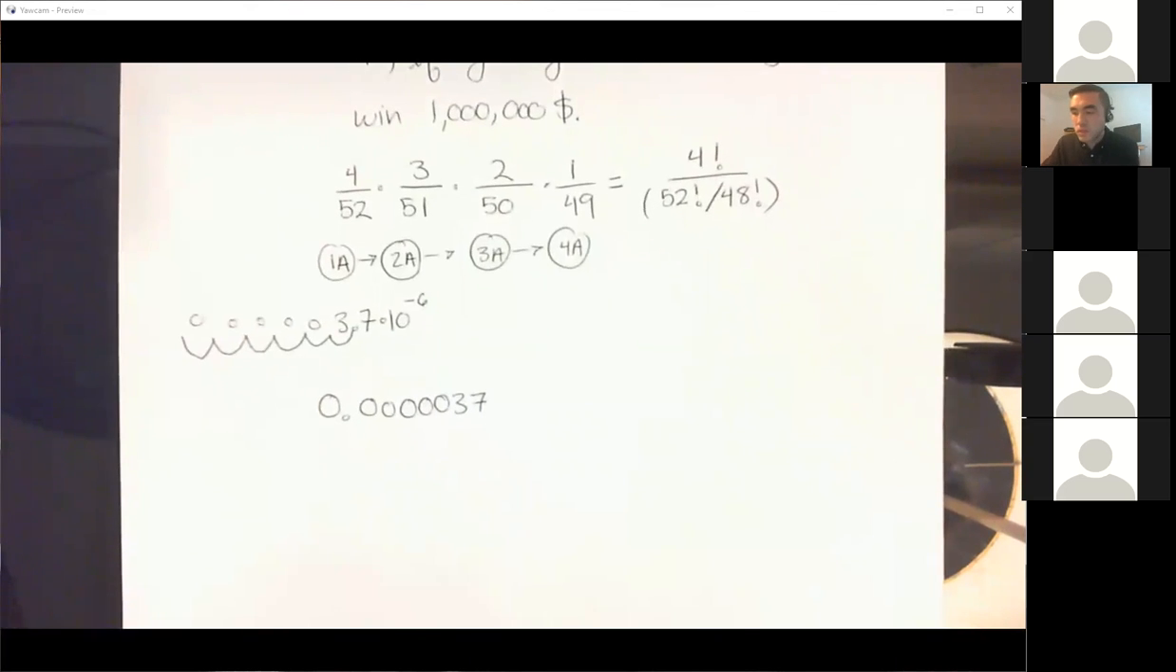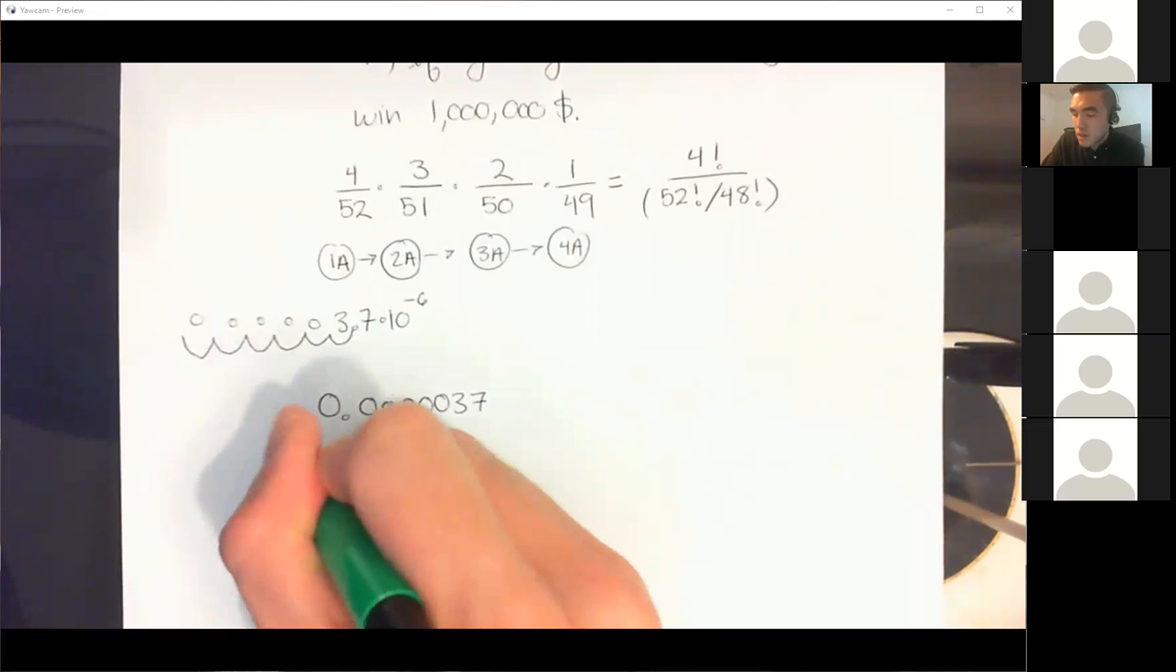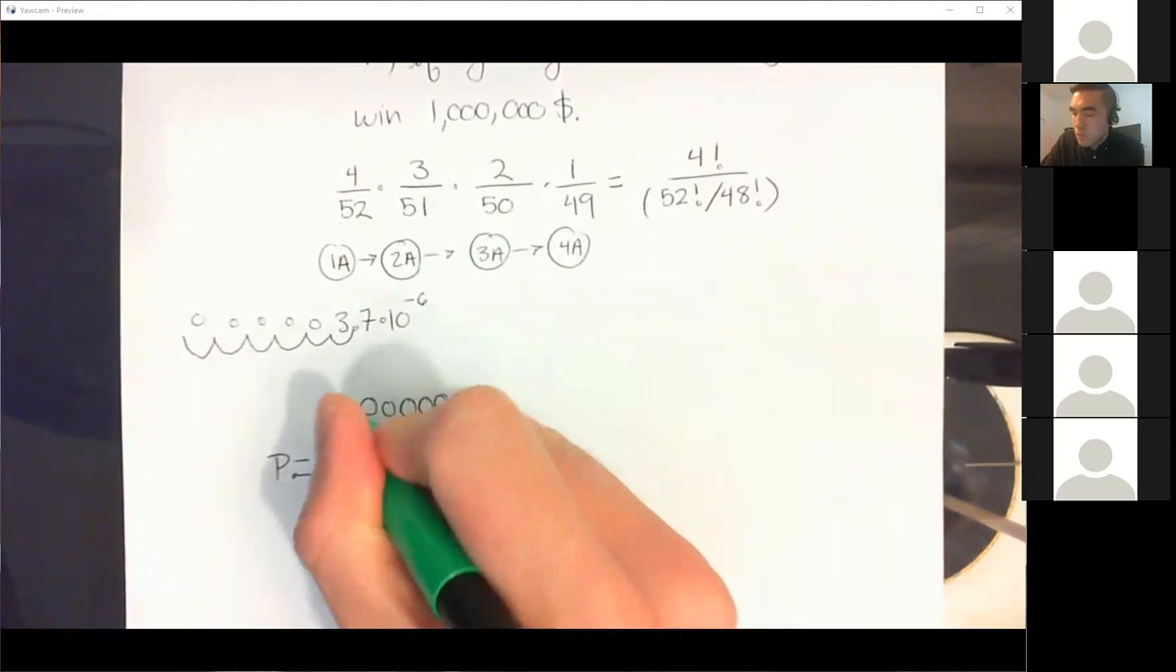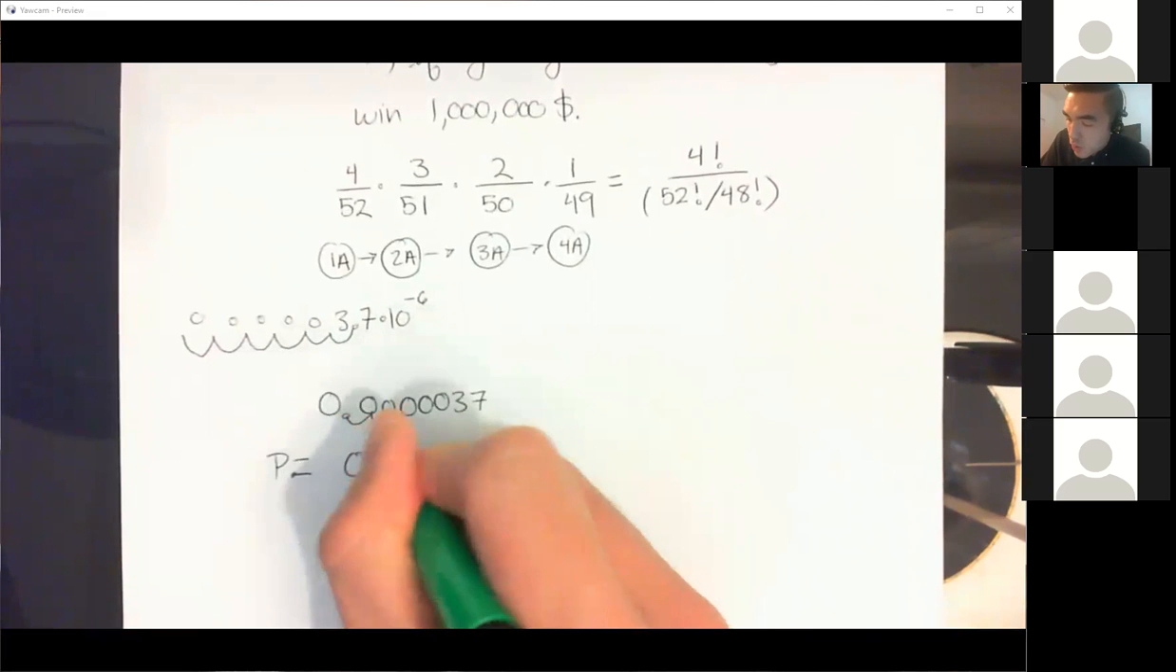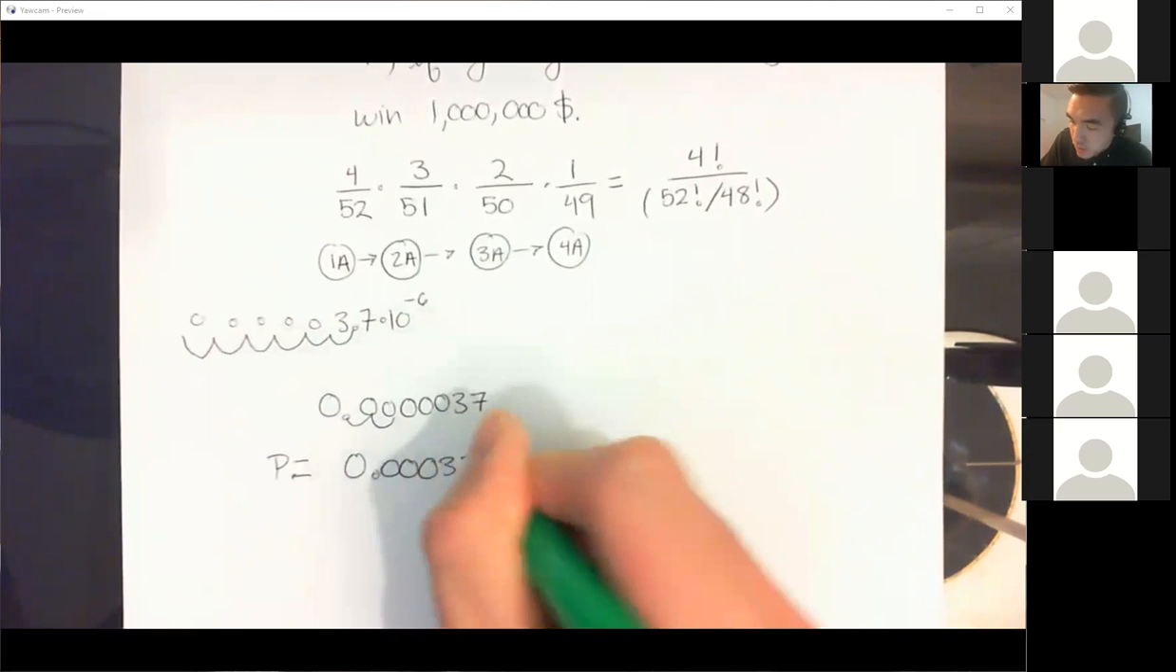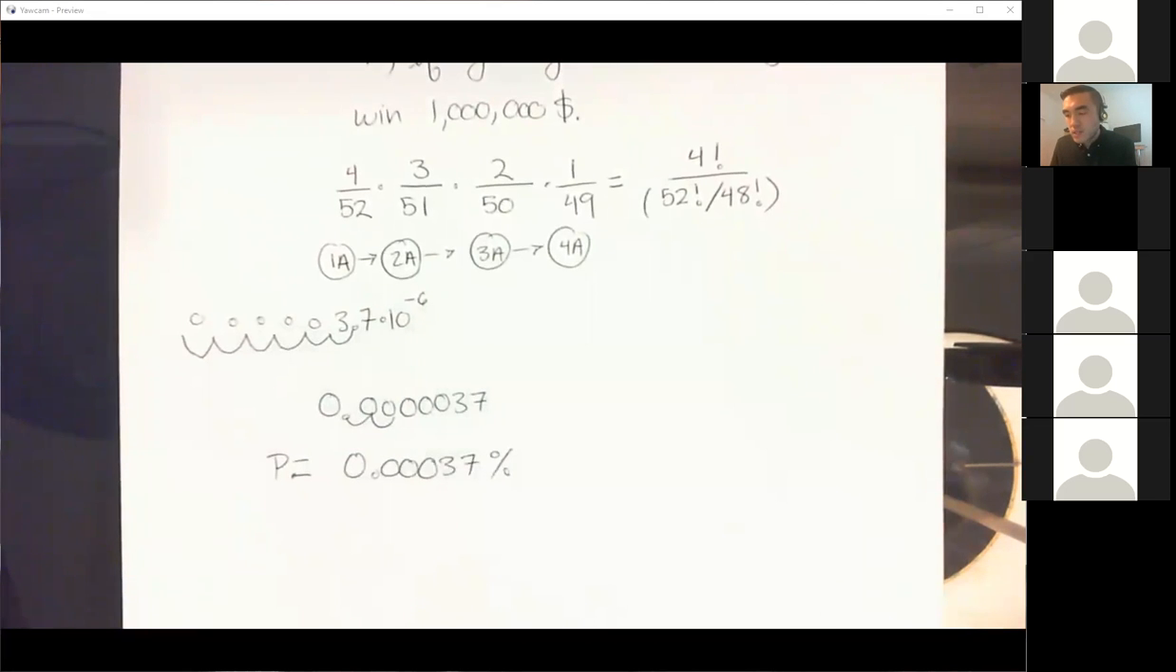Or if you want to turn this into a percent, the percent chance that you win will be this number multiplied by 100, which will move this back over two decimal places. So it's 0.00037% chance of winning. It's not a game I would play. Definitely not 7%. Yeah, you'd have to play a lot more games than just... If you had a 7% chance of winning a game, you would win about every 14 games. Yeah, that's definitely not the case here. You'd probably never win. You'd probably run out of money first.